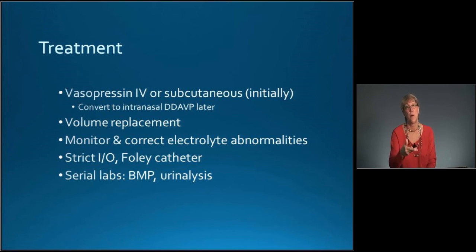It all depends on the symptomology in determining which one of the IV fluids they're going to put them on. So strict I&O, this patient definitely needs a Foley catheter, otherwise they're going to be sitting on a bedside commode because they're peeing constantly. Serial labs, again, we're going to be monitoring the electrolytes, so a basic metabolic panel, and then of course the urinalysis to watch for our specific gravity, for instance.